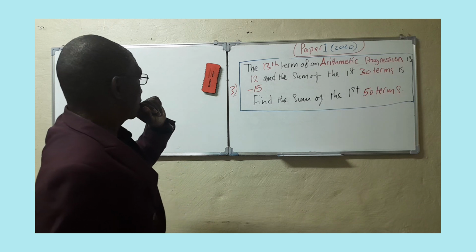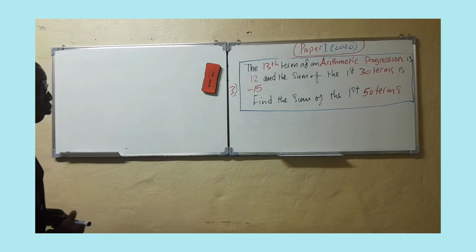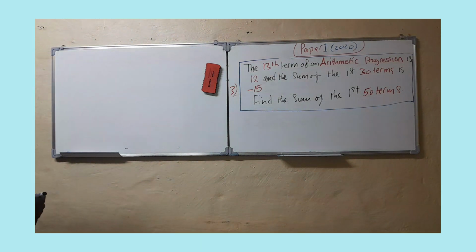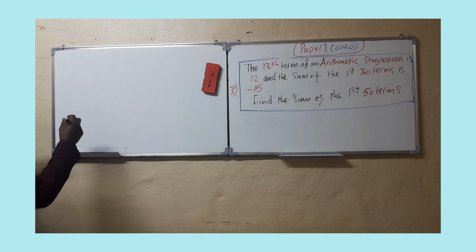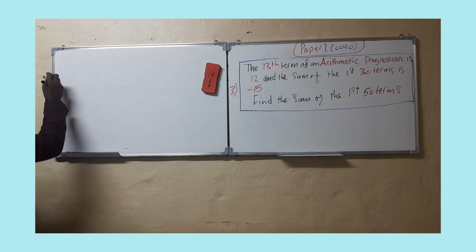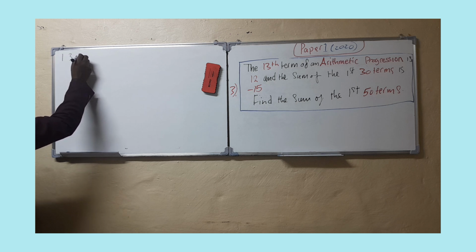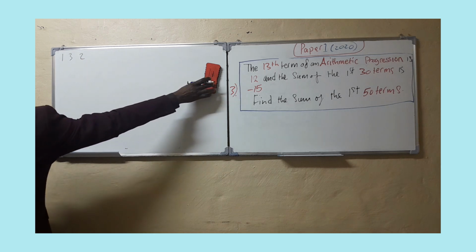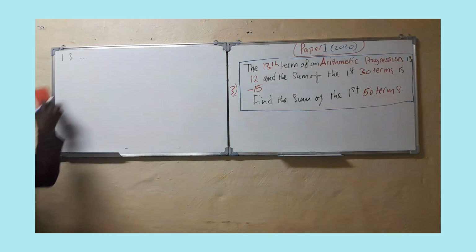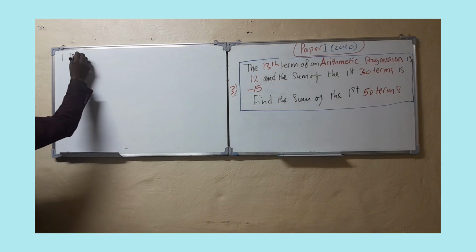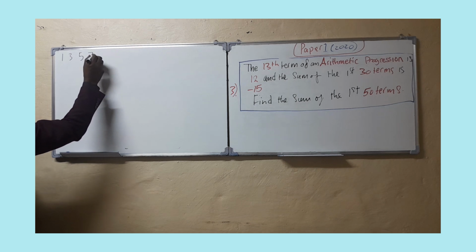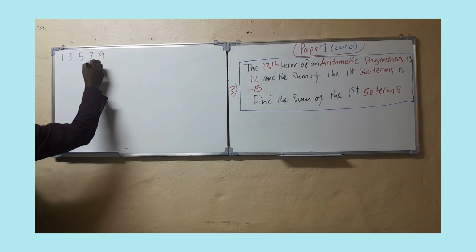So let's look at these in turn. The first one will be the general term. I'll give you a nice and simple example of an arithmetic progression. It can be 1, 3, 5, 7, 9, and so forth.